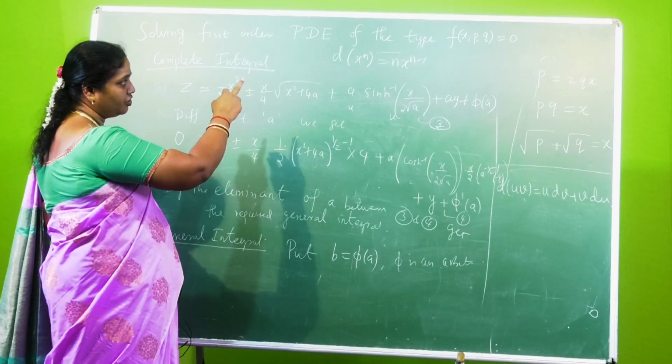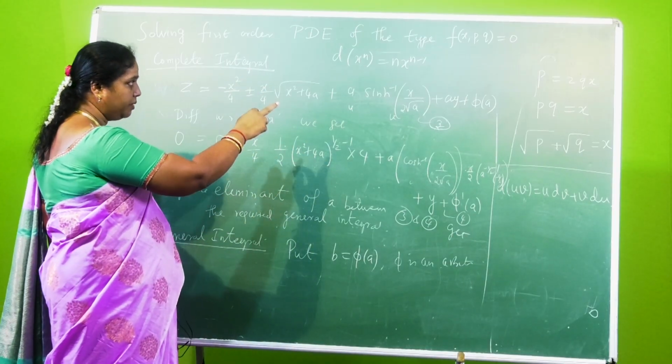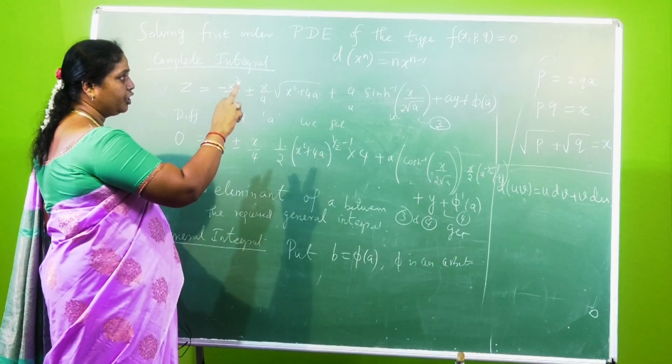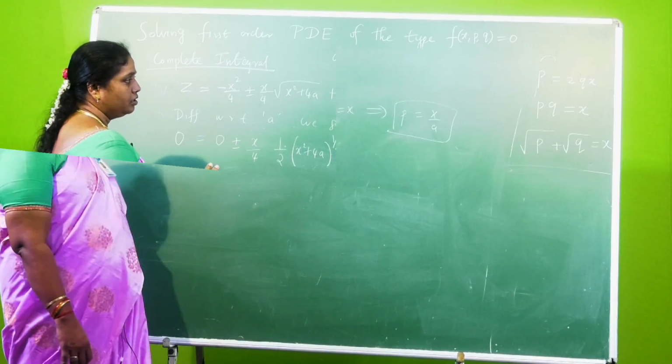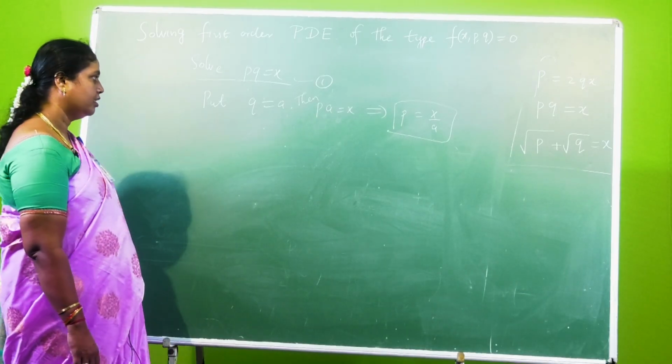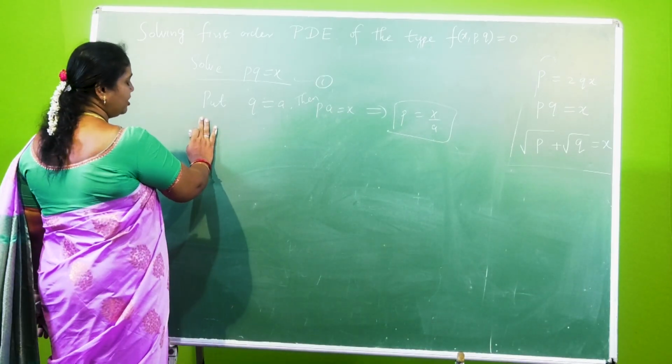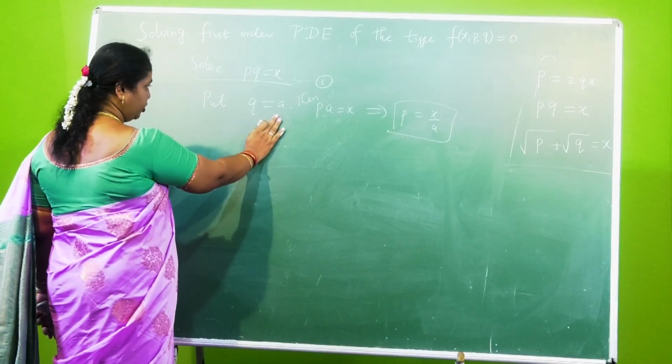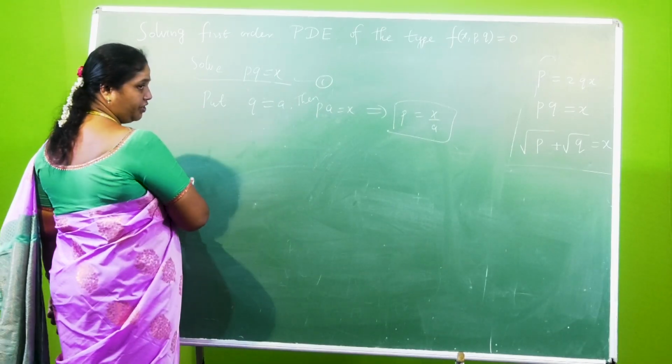That is of the first order partial differential equation of the type f of x comma p comma q equal to 0. Okay, dear students, let us solve a simple problem: pq equal to x. So what is the first step? We have to substitute q equal to a in the given equation 1.